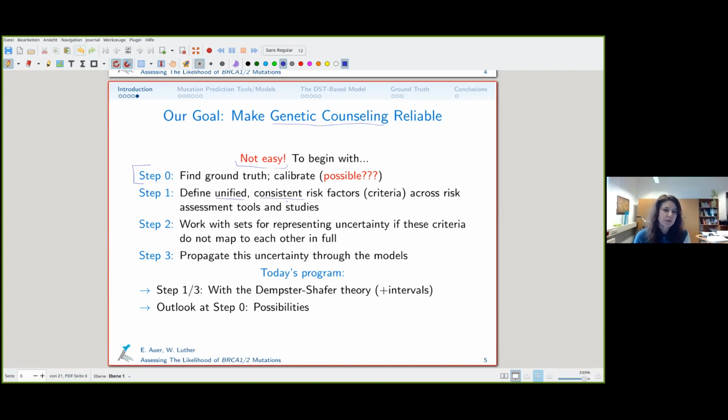So what is today's program? I will tell you about steps 1 and 3, how to tackle them using Dempster-Shafer theory and possibly intervals. And then I will show you a short outlook on possible solutions for finding the ground truth.